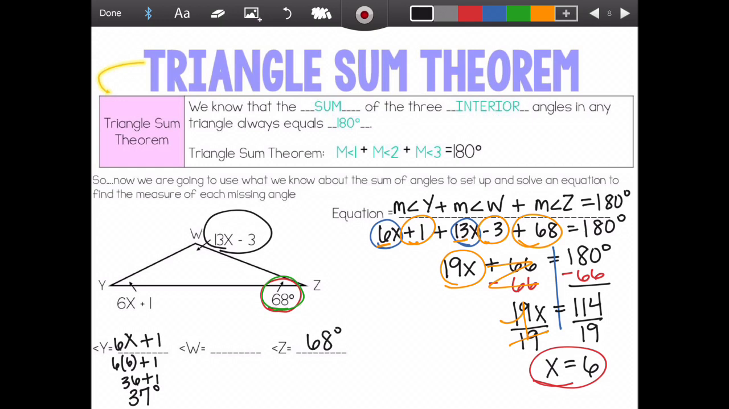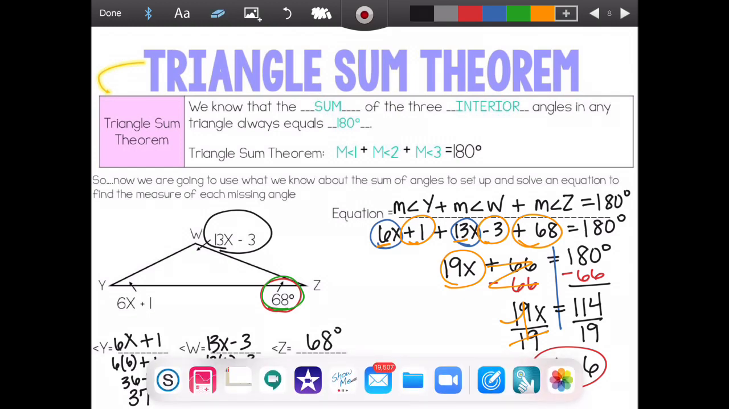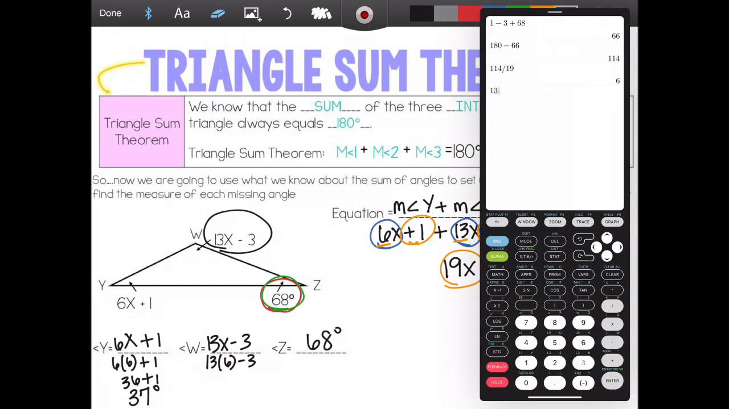W is 13x minus 3. And again, I'm going to plug my solution in. 13 times 6 minus 3. So again, I'm going to use my calculator just to make sure. 13 times 6 is 78 minus 3 is 75 degrees. But again, I want to double check that all three of these angle measures, 68, 75, and 37, add up to 180 degrees just to be safe.